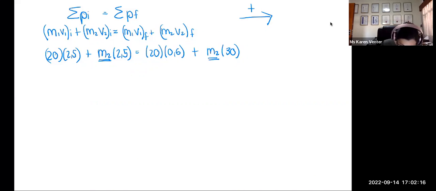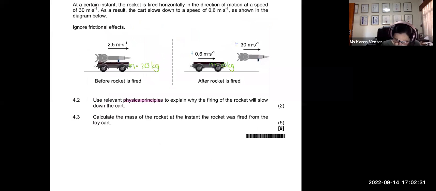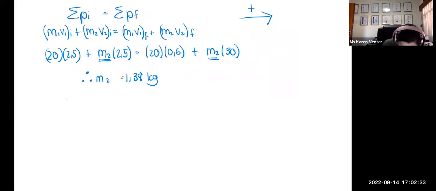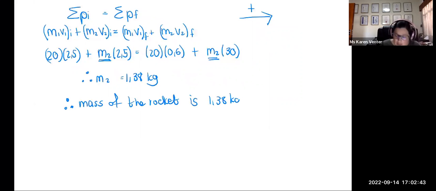Yes, if you get, therefore, m2 is equal to 1,38 kilograms, that is correct. Is this my final answer? I hope not, because the question is, calculate the mass of the rocket. So I'm going to conclude by saying, therefore, the mass of the rocket is 1,38 kilograms.